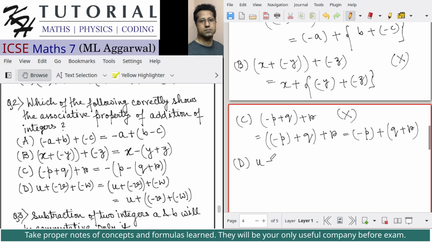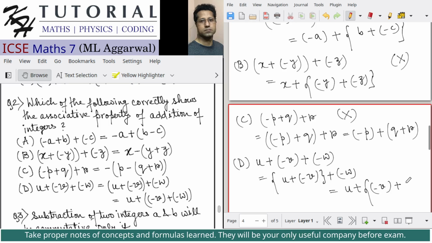So we have U plus minus V plus minus W. So the three integers are U, minus V and minus W. If I now add as per the associative property of addition, I can add the first two, that is U plus minus V, and then add minus W, or I can add the last two and then add U.